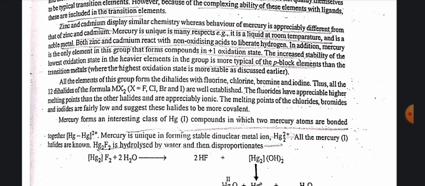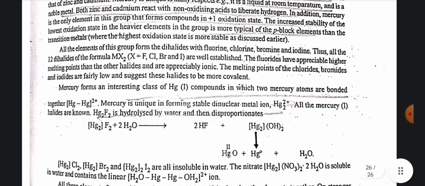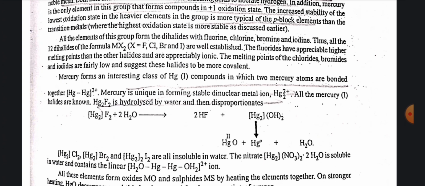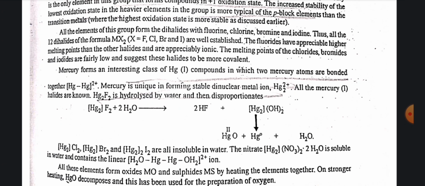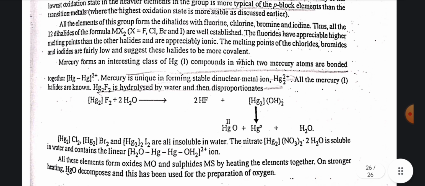Zinc and cadmium display similar chemistry, whereas the behavior of mercury is appreciably different from that of zinc and cadmium. Mercury is unique in many respects: it is a liquid at room temperature and is a noble metal. Both zinc and cadmium react with non-oxidizing acids to liberate hydrogen. In addition, mercury is the only element in the group that forms compounds in the +1 oxidation state. The increased stability of the lowest oxidation state in the heavier elements in the group is more typical of the p block elements than the transition elements.